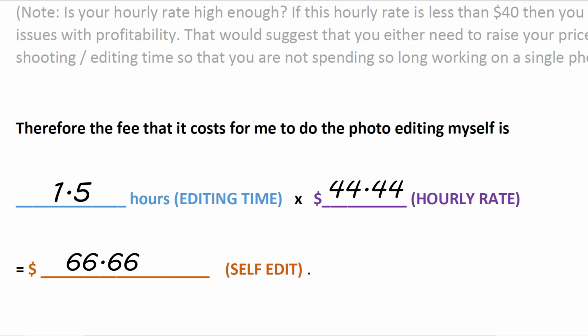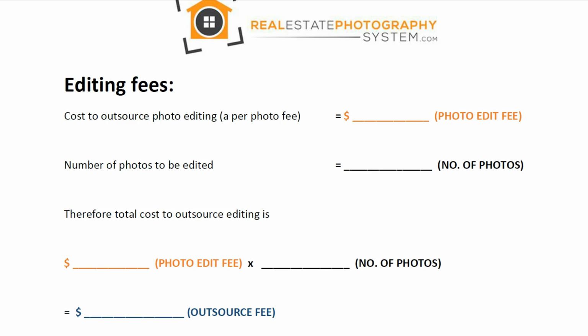Now we'll refer back to this value later on when it comes time to assess whether we should outsource or not. Now let's move on to the next page, and this is where we calculate our total editing fees. So you might need to do some research, but a common rate is $2 per photo. So I'll write that down here where it asks for the photo edit fee. Then you write in how many photos you'll have edited, and I'll write 30 because this is a 30 photo package that I'm estimating for.